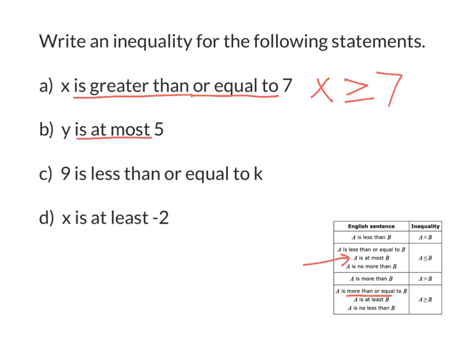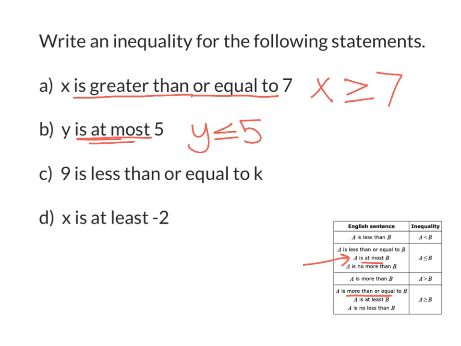Then I have Y is at most 5. You can look down here and see is at most means it's got to be that or smaller. So Y is less than or equal to 5, right? At the most, it can be 5, which means it has to be less than or equal to that.